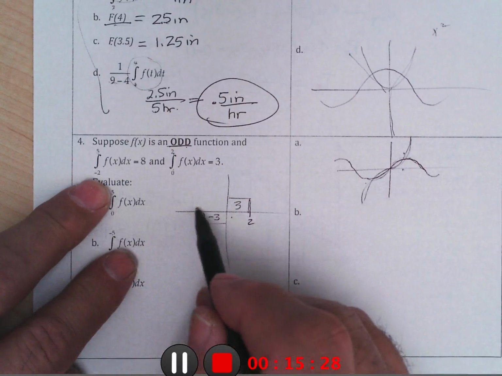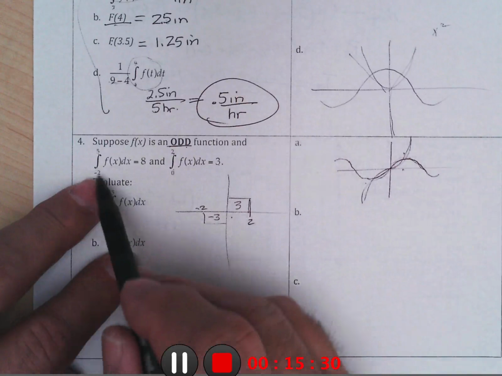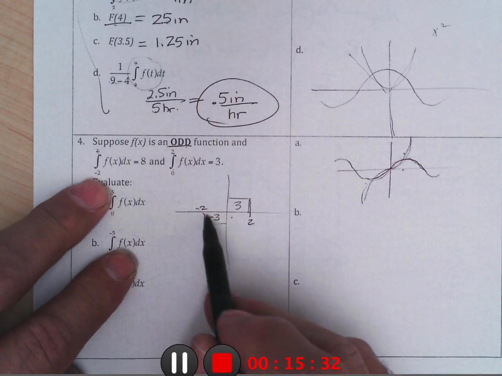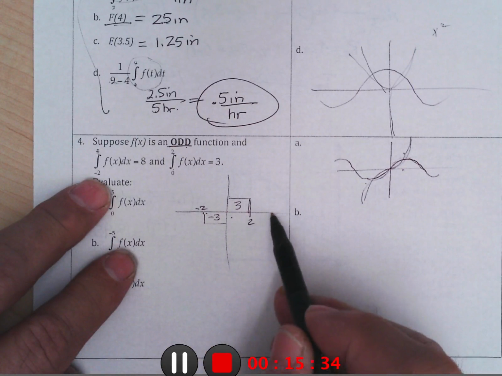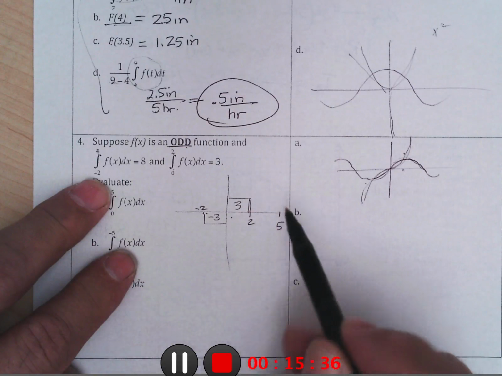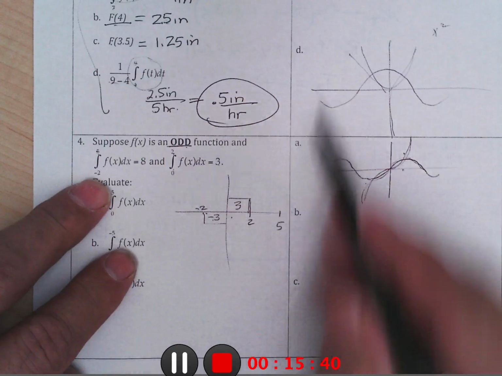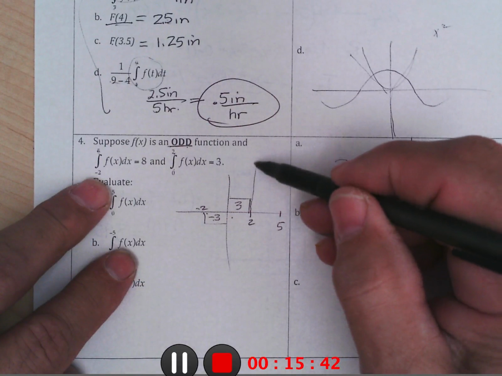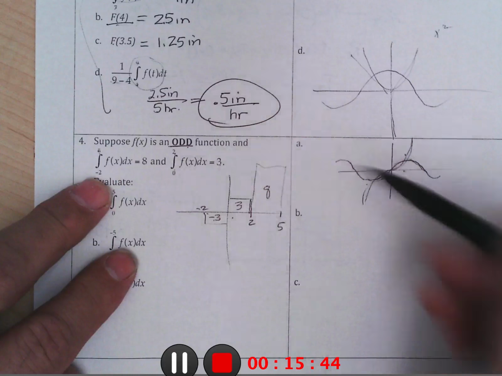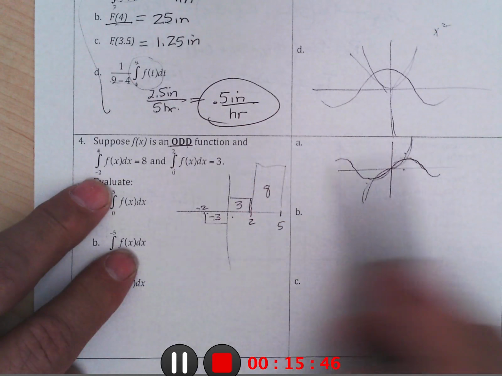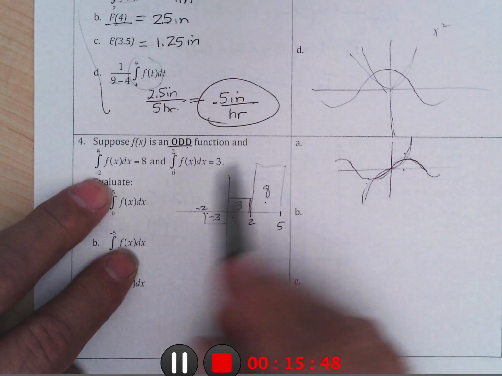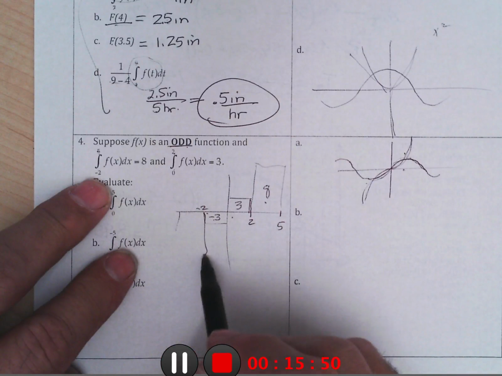Now it says from negative 2 to 5 is 8. Well, minus 3 plus 3 is 0. Plus what will make 8? Well, it'd have to be 8. So the area here has to be 8. And since it's odd, over here it has to be negative 8.